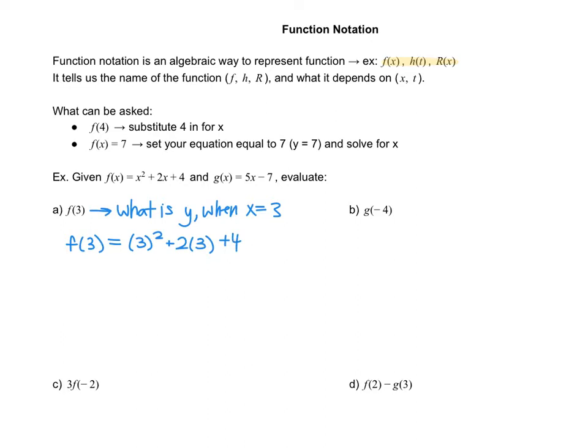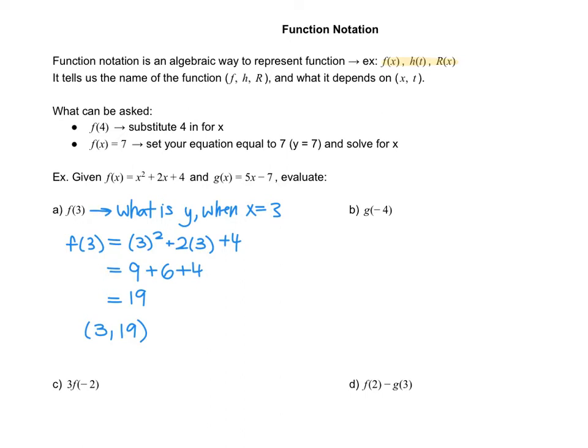Now it's a BEDMAS question. So I will simplify my exponents first. 3 squared is 9. I'll also simplify my multiplication. 2 times 3 is 6. And then the plus 4. And if I add those numbers up, I get 19. Now, this tells me when x equals 3, y equals 19. This represents the coordinate (3, 19) on your function.